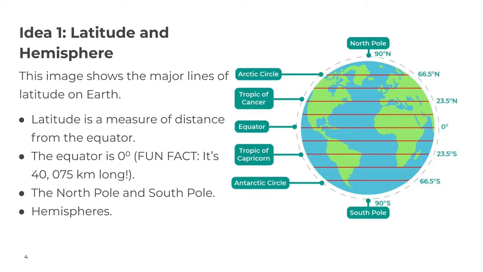The term hemisphere then, hemisphere means half of a sphere. So anywhere north of the equator is the northern hemisphere, and anywhere south of the equator is the southern hemisphere.